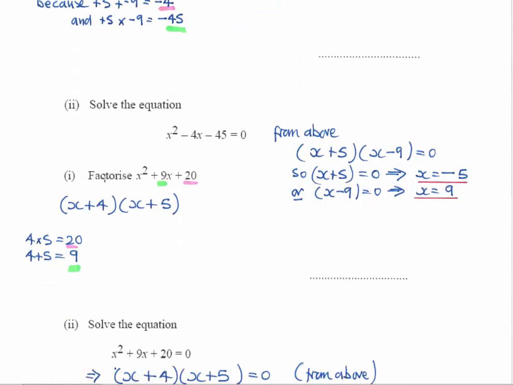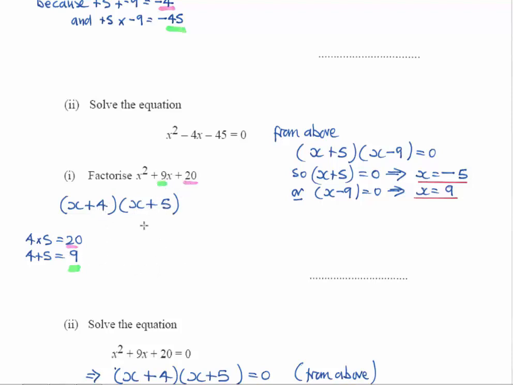Now you're going to factorize x squared plus 9x plus 20. This is a bit easier because there's no negative signs. You're looking for two numbers that multiply together to make 20 and add together to make 9. Easy, 4 and 5. 4 times 5 is 20, 4 add 5 is 9.